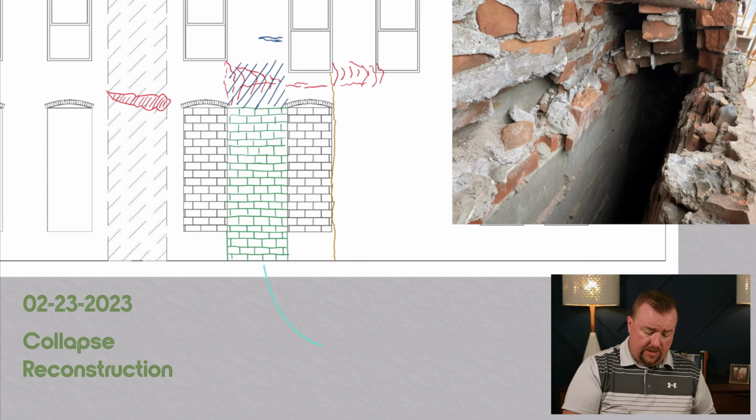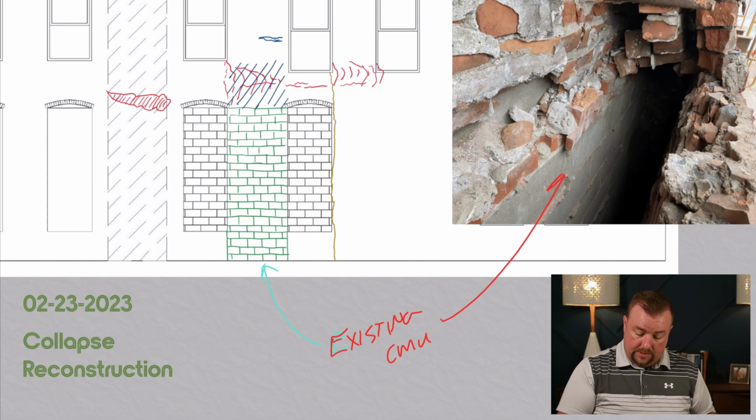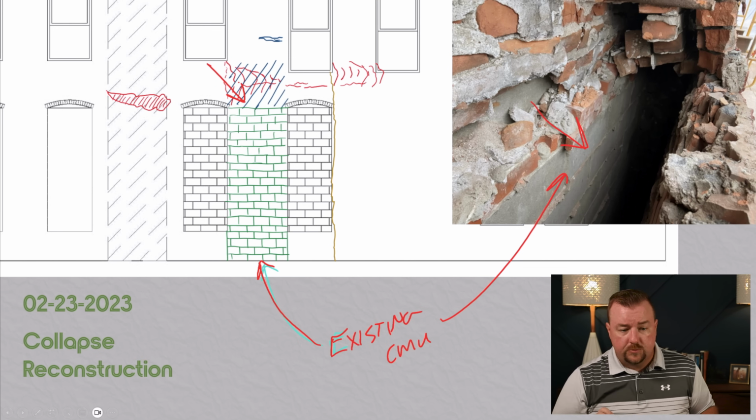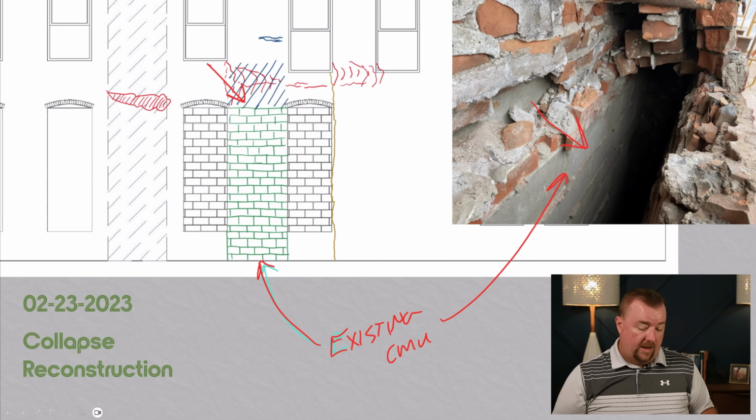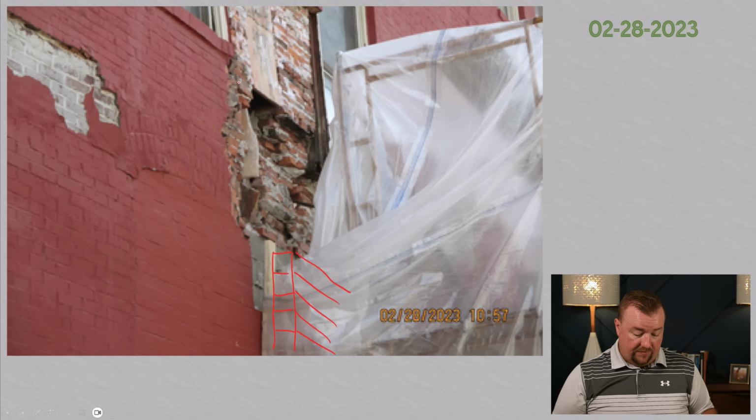And then this area here in green is where the existing CMU is. And again, that's the same area here, and it's the same area there. So that's where we're looking. And when you're looking at this photo, you're looking down, just to give you some perspective. Now, an outside photo further away from this was taken 5 days later as they're continuing work.